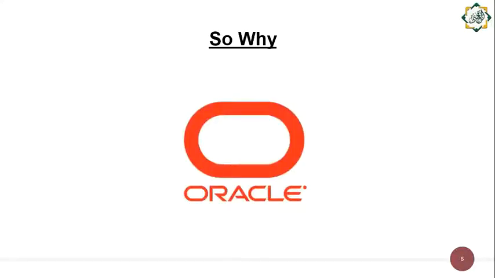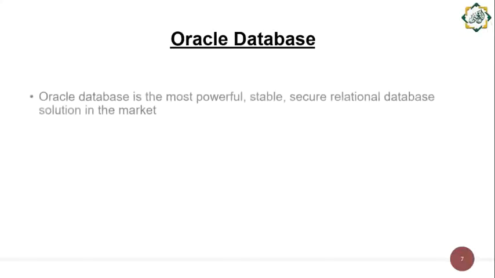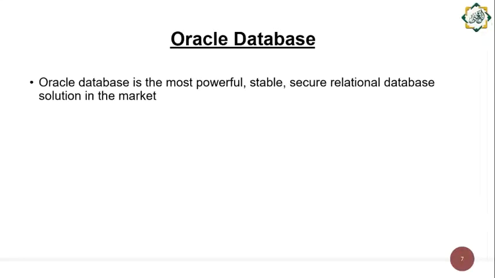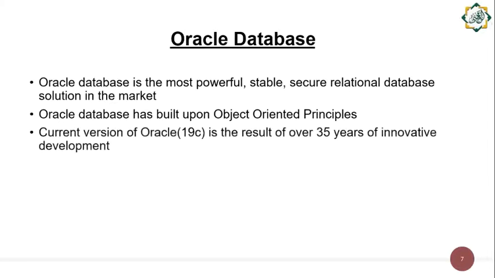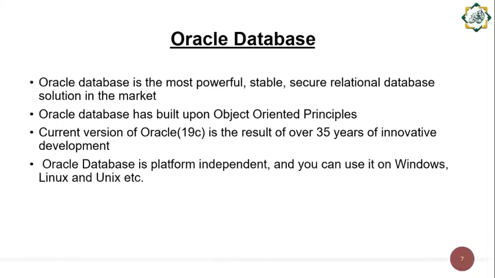Okay, now the million-dollar question: why do we use Oracle? There are reasons. Very first, Oracle database is the most powerful, stable, and secure relational database solution in the market. Oracle database, as I have seen so far, is built upon object-oriented principles. Its current version, Oracle 19c, is the result of over 35 years of innovative development by Oracle Corporation. The database is platform independent, so you are not restricted to Windows, Linux, or Unix. You can use it on any platform. All you need is to know the building blocks, and then you can start using Oracle on any kind of platform.